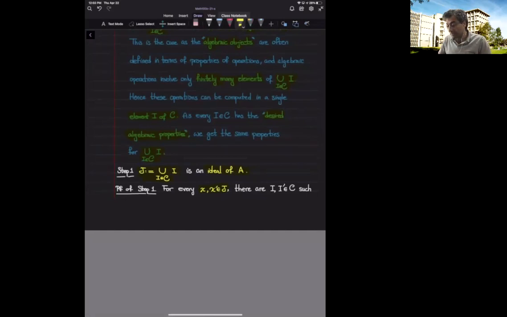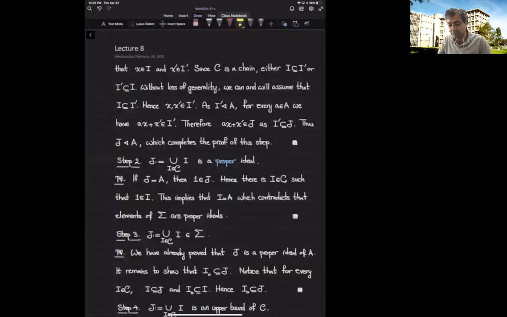That means there are two elements of the chain, I and I prime, where x belongs to one of them and x prime belongs to the next one. Because C is a chain, we can compare these sets. So either I is a subset of I prime or I prime is a subset of I. Without loss of generality, I can assume that, let's say, I is a subset of I prime. And that means both x and x prime belong to I prime.